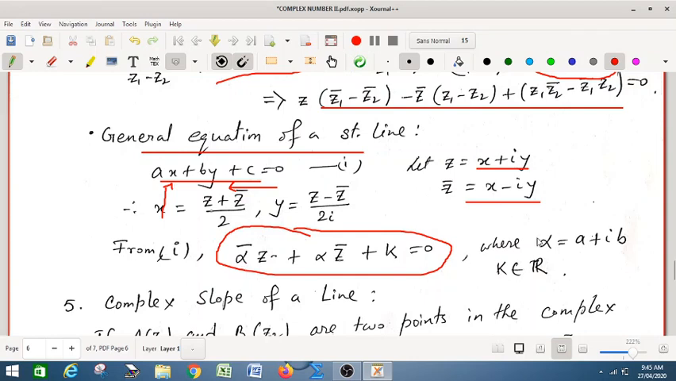So alpha is a plus ib. Alpha is a complex number and k is a real number. So alpha bar z plus alpha z bar plus k equal to 0. This gives you the complex form of a straight line.